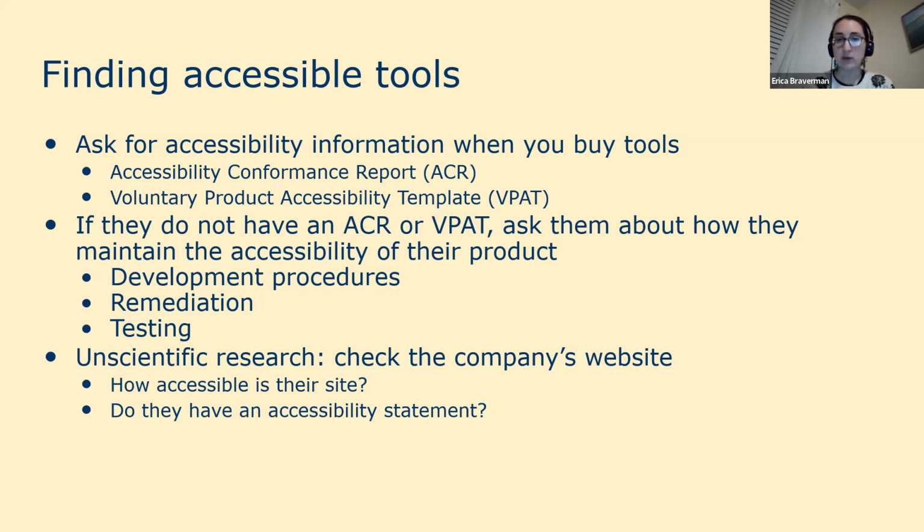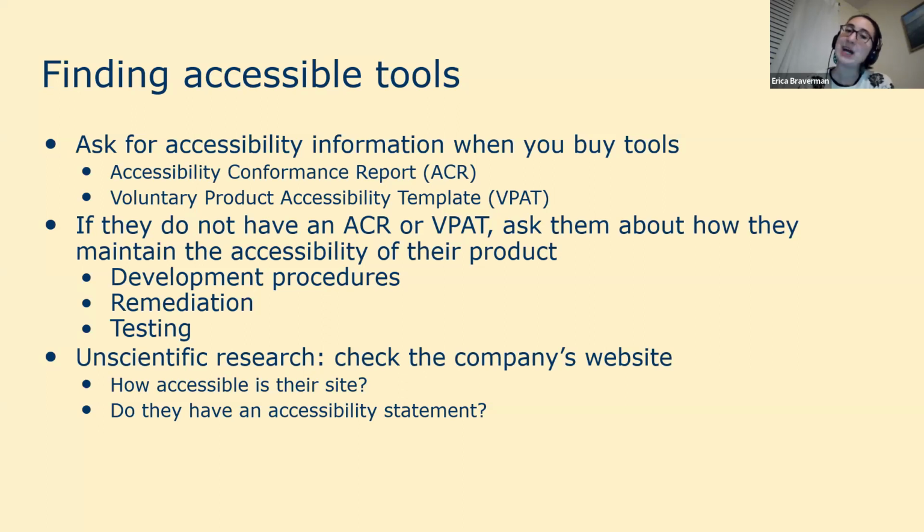Try asking for one of those. The company may not have that because they document their information in a different way. So feel free to ask them, how do you check and maintain your accessibility? How do you develop this? How do you remediate errors? How do you test your product for accessibility?